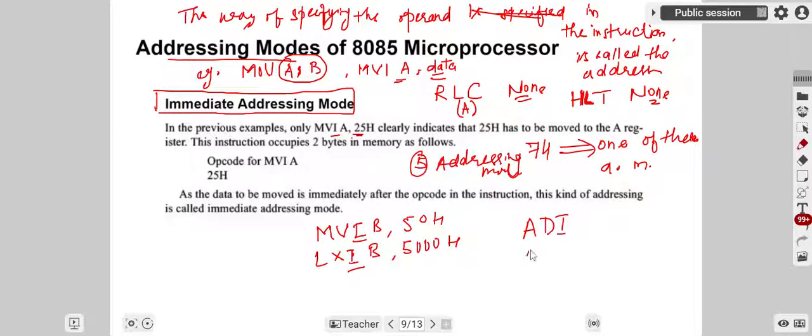ADI, SBI, SUI. All these instructions fall under the category of immediate addressing mode. So, as the data to be moved is immediately after the opcode in the instruction, this kind of addressing is called immediate addressing mode.